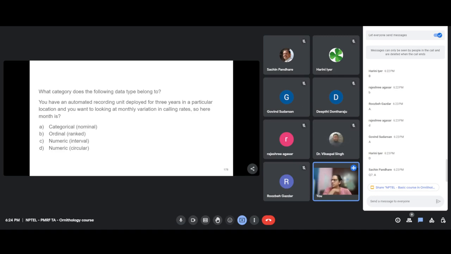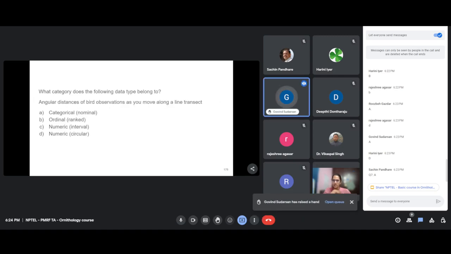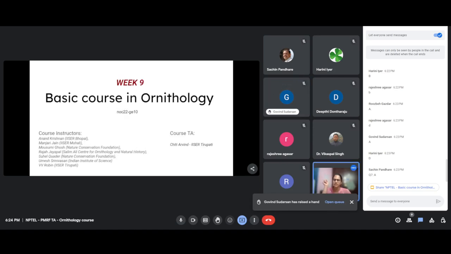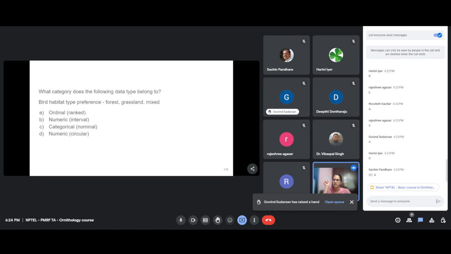Okay, so the actual answer is D, it's circular. So now I'm going to go to the first question and let's just discuss data types. Hang on, what's the answer for the last one? It is numeric D, circular.